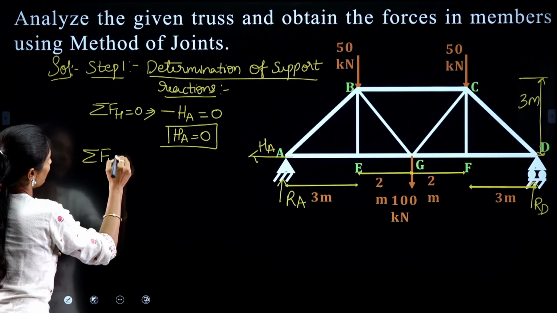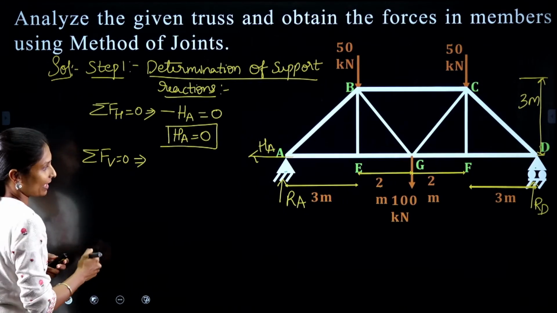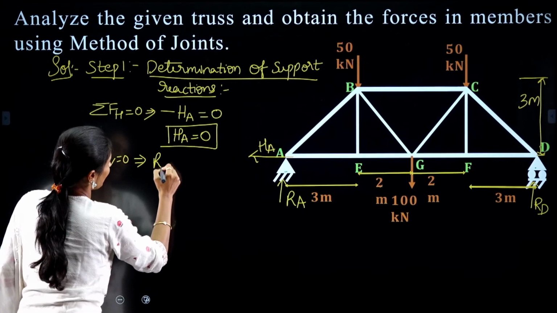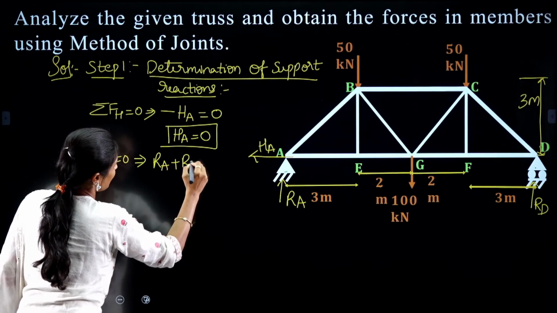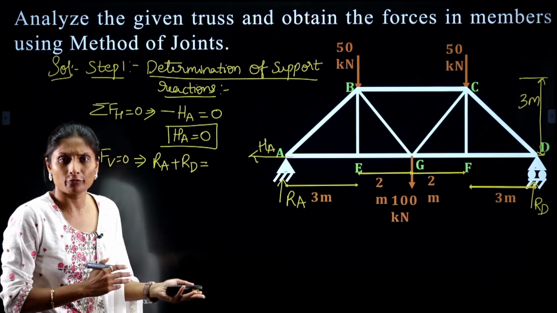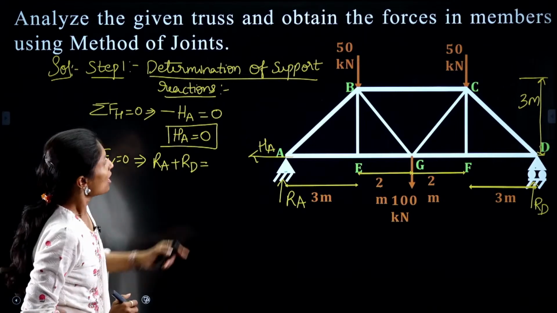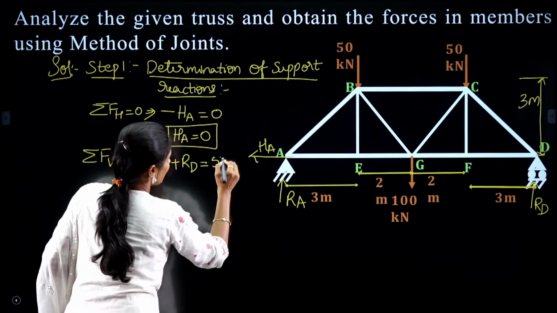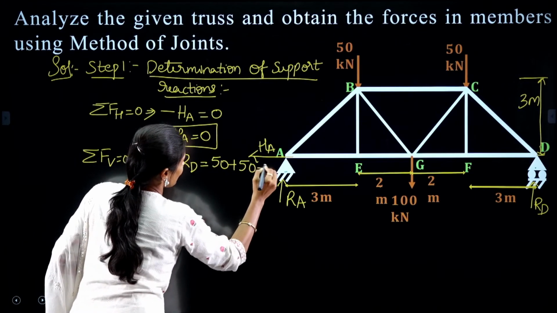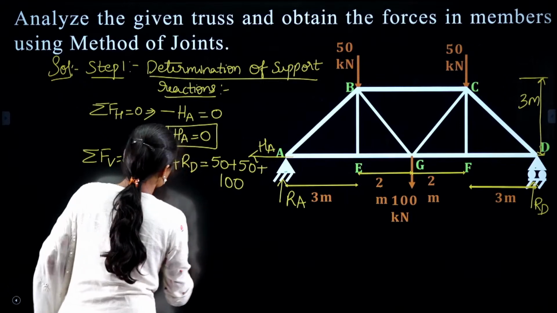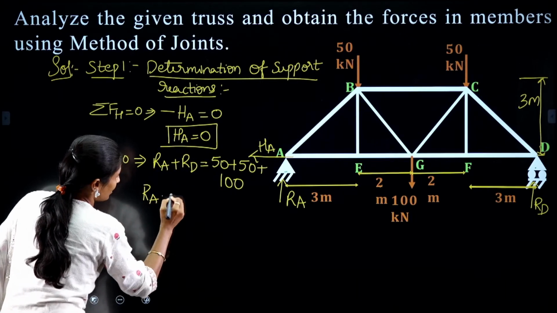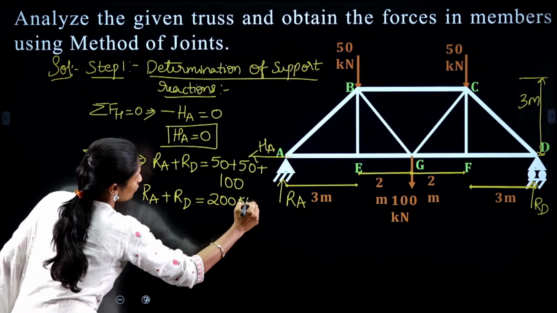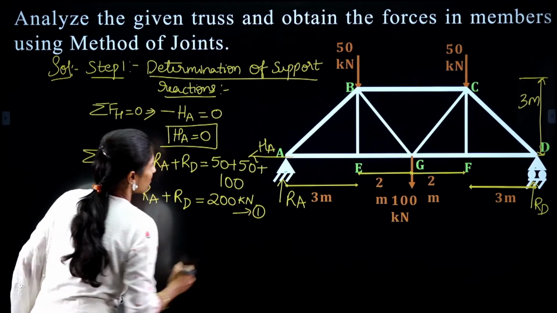Similarly, sigma Fv equals 0. If we apply it, RA plus RD equals, I am writing upward forces equals downward forces. So what are the downward acting forces? We are having three forces: 50 plus 100. So RA plus RD equals 200 kilonewtons. Let this equation be 1.